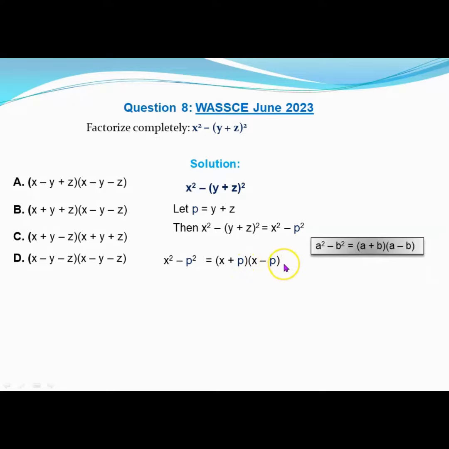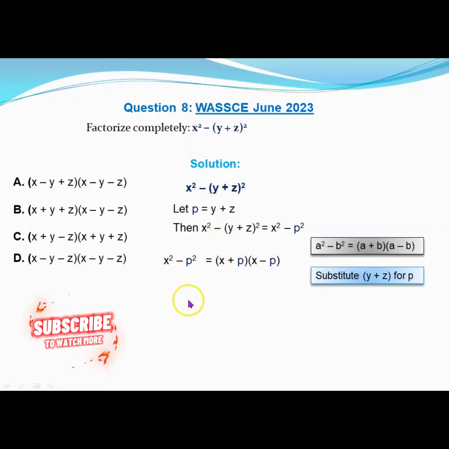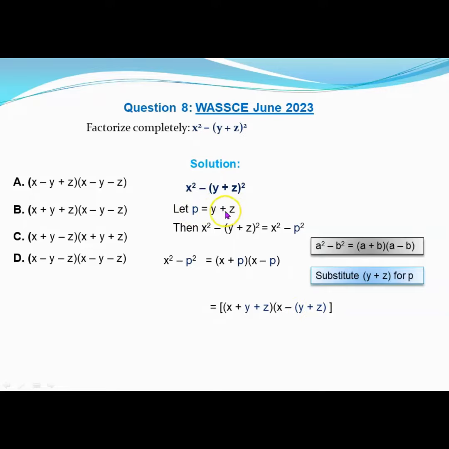Right. Let's substitute y plus z for p, as we said here, let p be equal to this. So let's replace it back. So it will be equal to (x plus y plus z) into (x minus (y plus z)). Right, p, and replace it with y plus z.